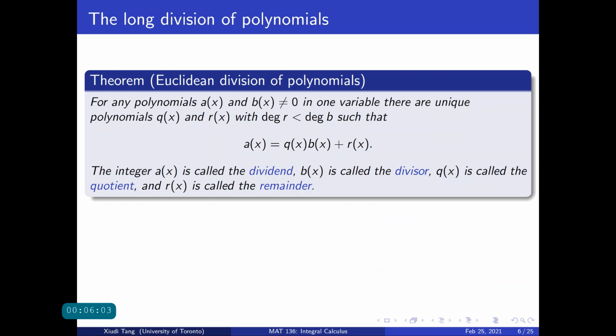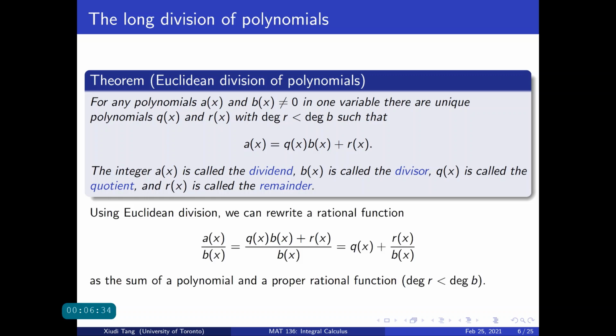So in general, we have the theorem of Euclidean division of polynomials. We have two polynomials A(x) and B(x), where B(x) is non-zero, in one variable x. There would be unique polynomials Q(x) and R(x) such that we require the degree of R to be less than the degree of B, and A(x) is equal to Q(x) times B(x) plus R(x). Now A(x) is the dividend, B(x) is the divisor, Q(x) is the quotient, and R(x) is the remainder.